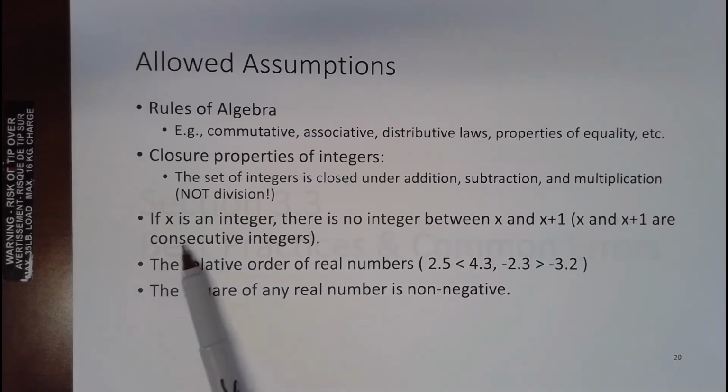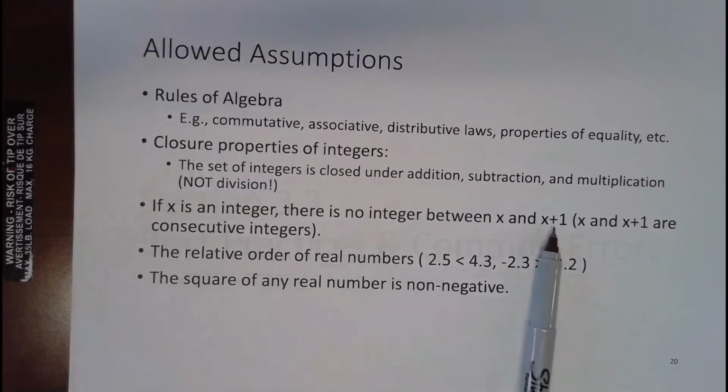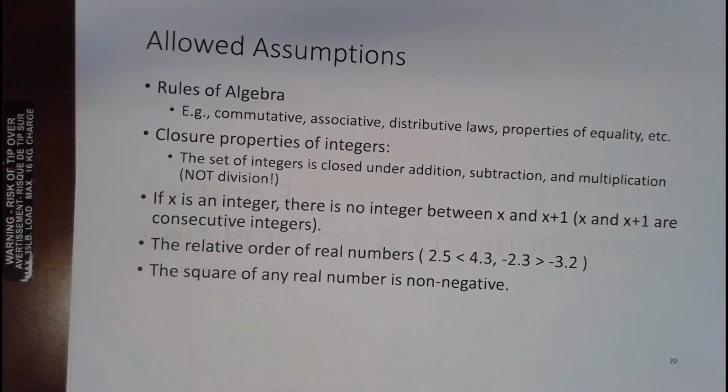This is called the well-ordering principle. If I've got x and it's an integer, then there's no integer between x and x plus 1. I have x and x plus 1. That's the next one in line, and there are no integers in between there. So we also call these consecutive integers. That's how we would find consecutive integers: x, and then add 1 to it to get to the next one.